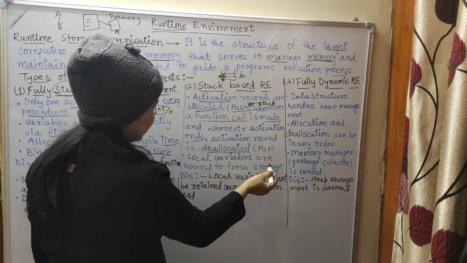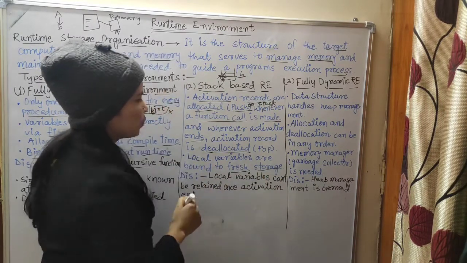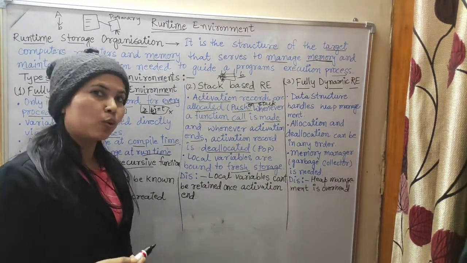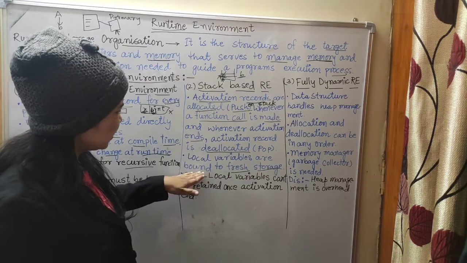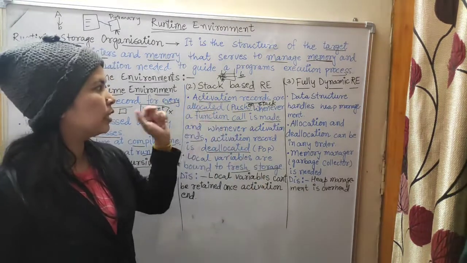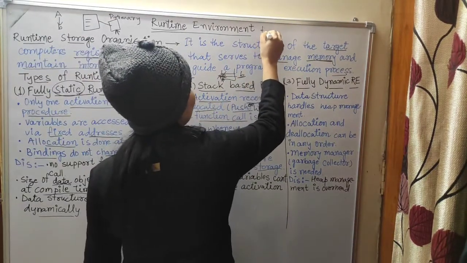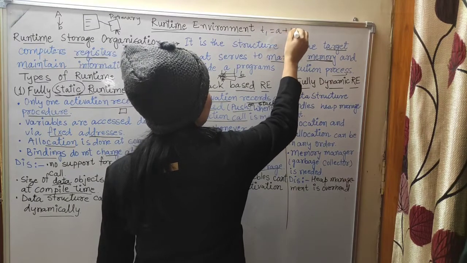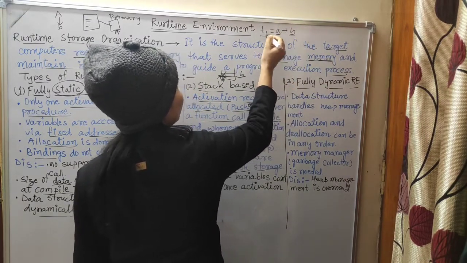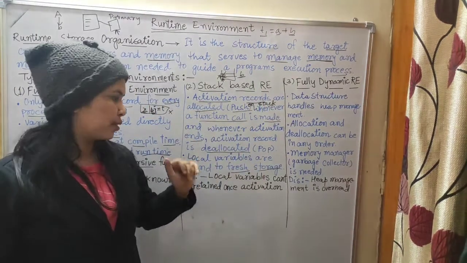Now, local variables are bound to fresh storage. If we require a local variable, just like temporary variables, which are local variables, then it will be bound to fresh storage. That means we need new storage on the stack. Because suppose t1 equals A plus B, then A gets a different allocation, B a different one, and t1 a different one. That is why I said local variables are bound to fresh storage.